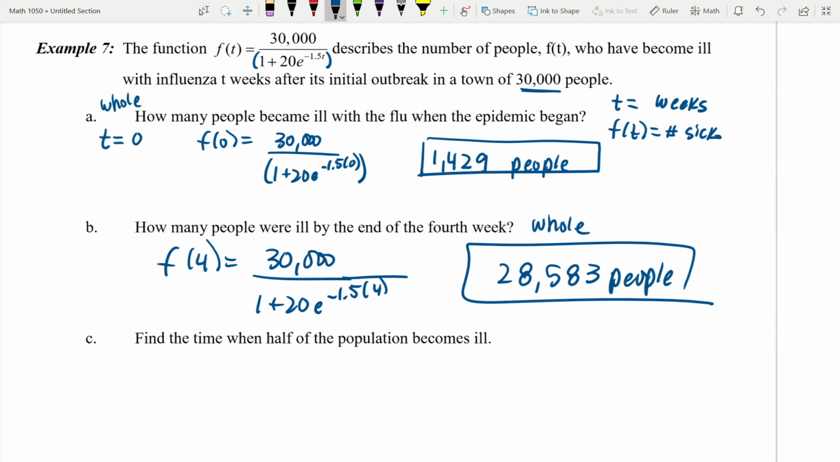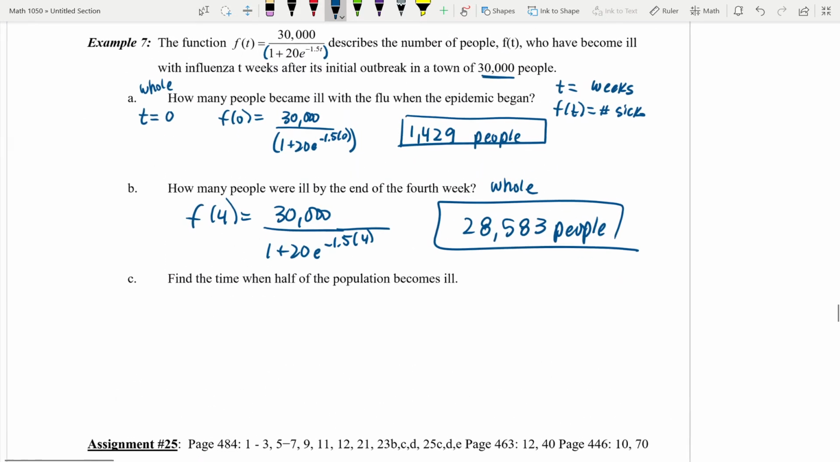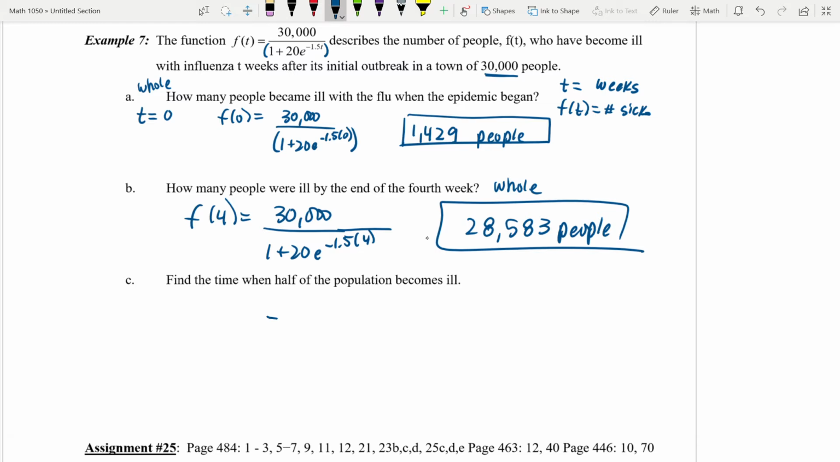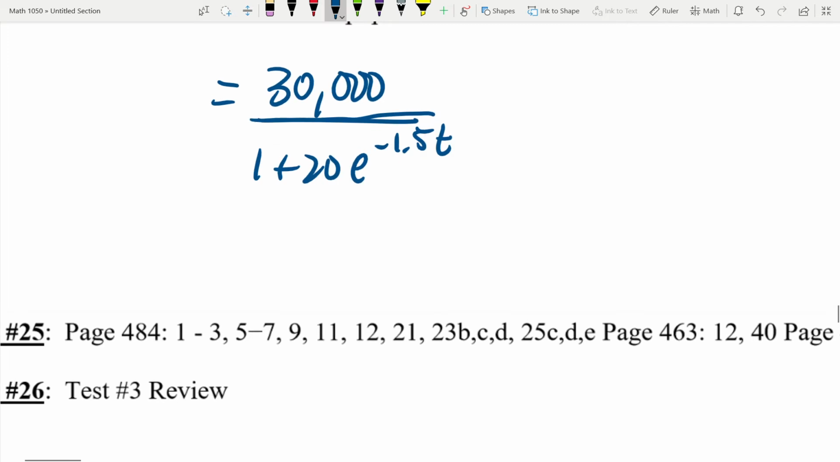Find the time when half the population is sick. You guys, I know my time is going to stay a t. This is a little bit tough, so I want you to watch closely to this, okay? Somebody tell me what to put on my left-hand side. 15,000, half, right? Now I'm going to show you a trick. I really want you to use the trick because it's going to save you some heartache, okay?